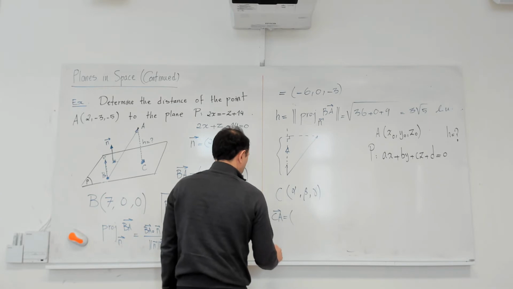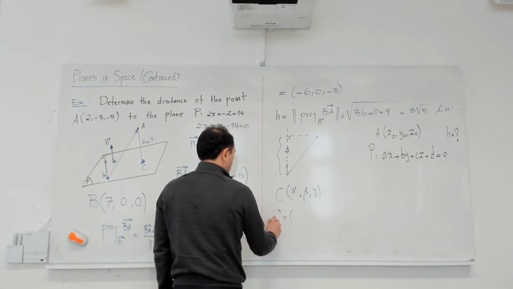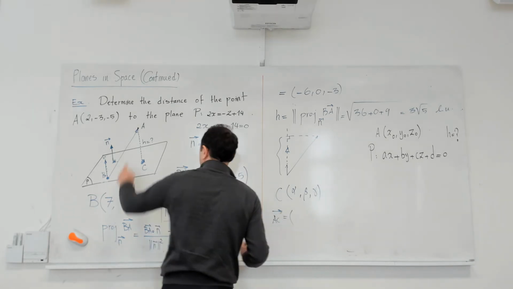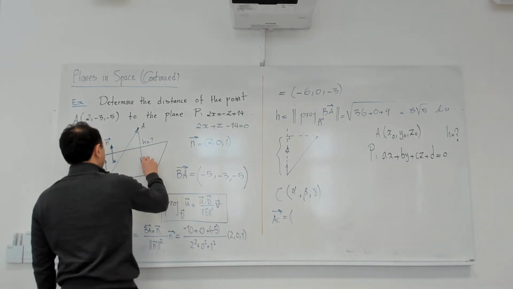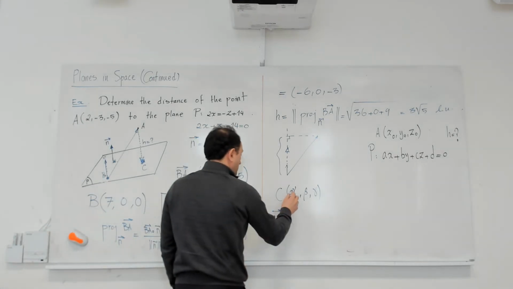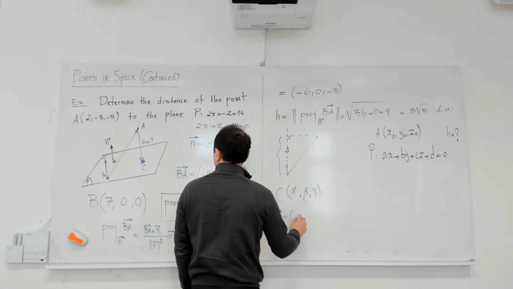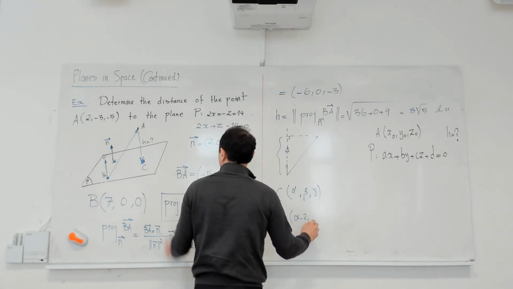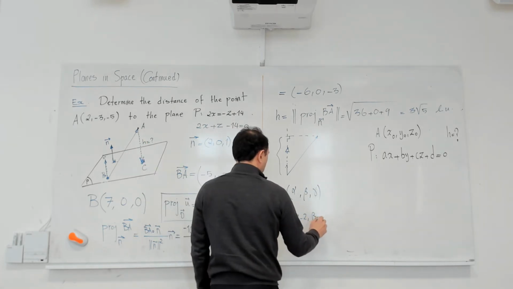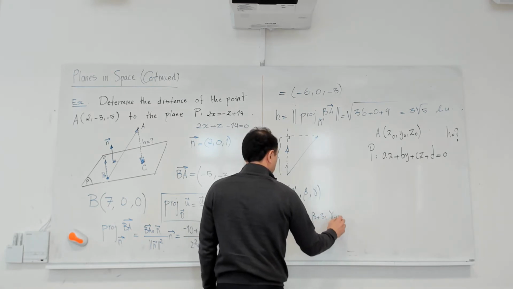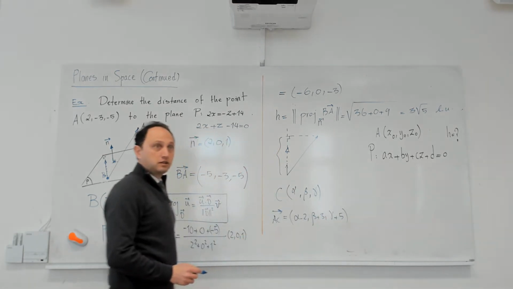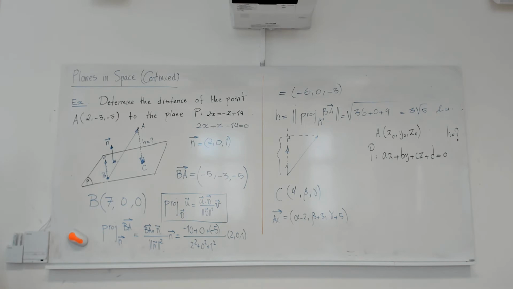It becomes, let me write AC. It doesn't matter, of course. Vector AC is this vector. This becomes the final point minus the initial point. So it becomes alpha minus 2, and then you have beta plus 3, and then you have gamma plus 5. Agree? This is your AC.